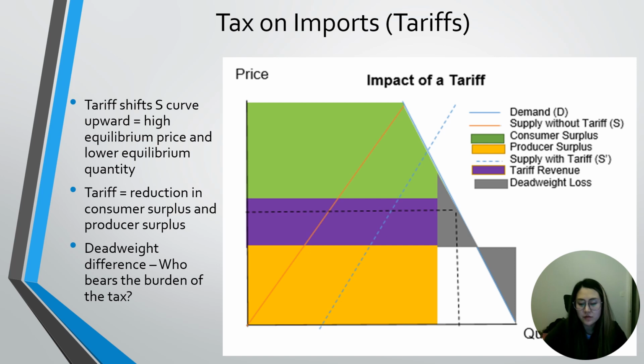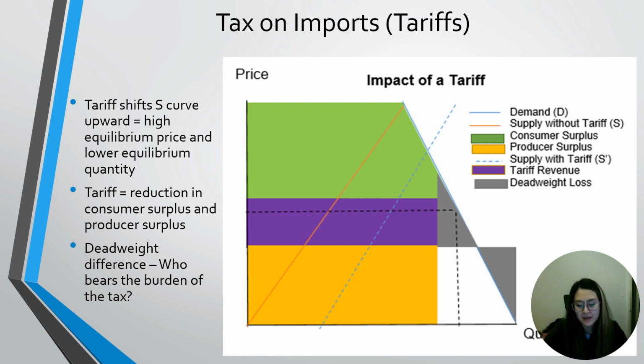Similar to a consumption tax, a tariff leads to a reduction in consumer surplus and producer surplus. The rectangular area represents the tariff revenue collected by the government, while the deadweight loss triangle highlights the overall loss of economic efficiency and welfare in the market. The key difference between the deadweight loss in the tariff case and the previously discussed consumption tax lies in who bears the burden of the tax.